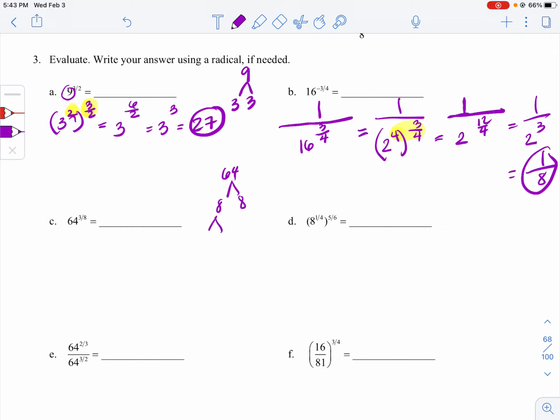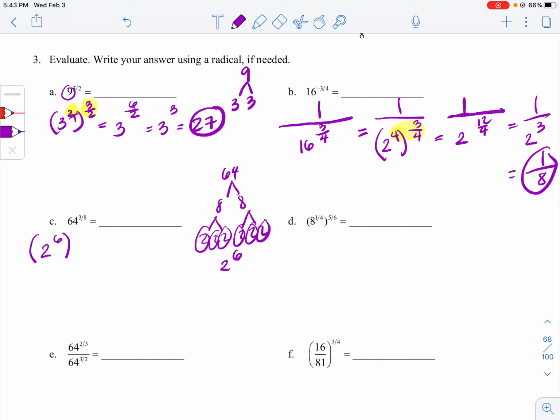8 times 8 is 2, 2, 2, 2, 2, 2. Right? Because 8 is 4 times 4. Oh, sorry. 8 is 4 times 2. So that is 2 times 2 times 2. Okay, so we have how many 2's? 1, 2, 3, 4, 5, 6. So 2 to the power of 6. So instead of writing 64, can I write 2 to the power of 6?